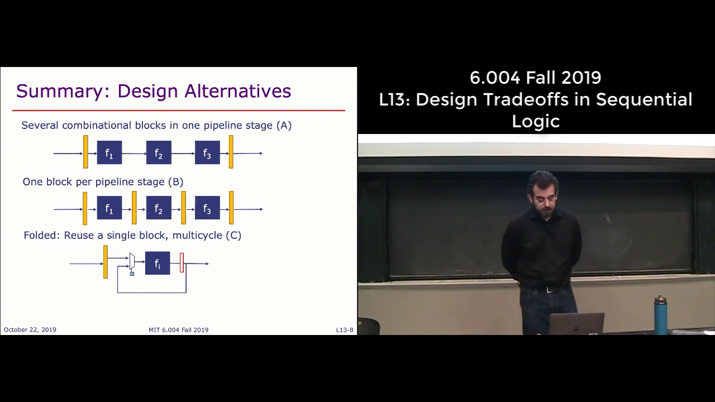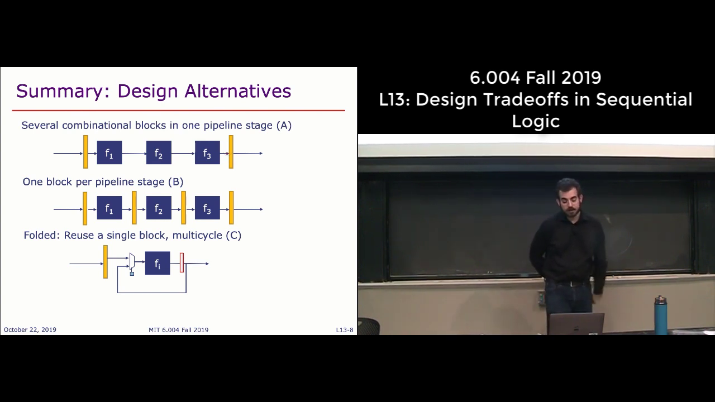Okay, so let's just go back and take a look at all the different design alternatives that we have seen. So let's say we have some function that requires 3 combinational blocks, F1, F2, and F3. So a combinational design that in this case is sandwiched between pipeline registers. So this would be a one-stage pipeline, and then it has some input pipeline register from some other block.